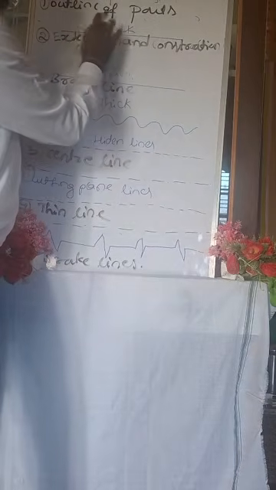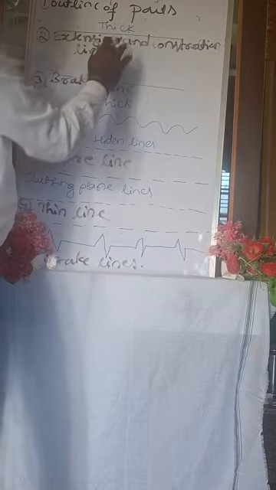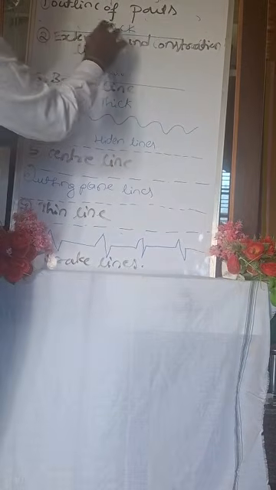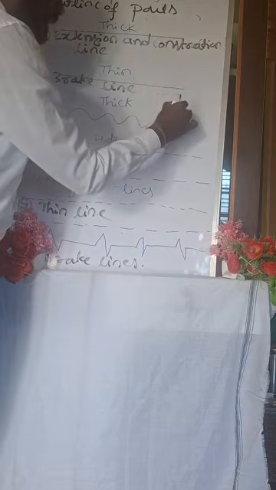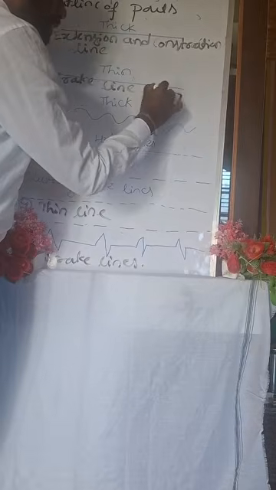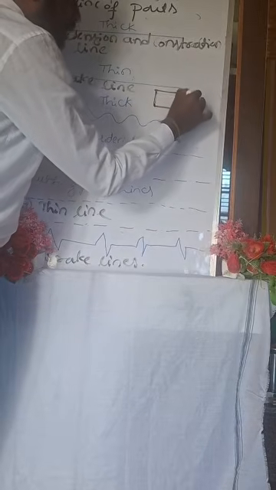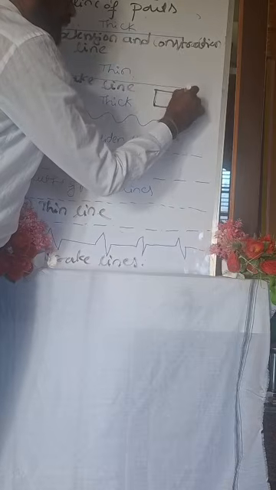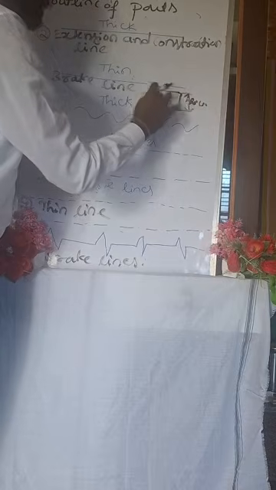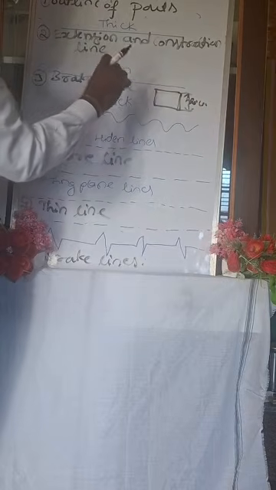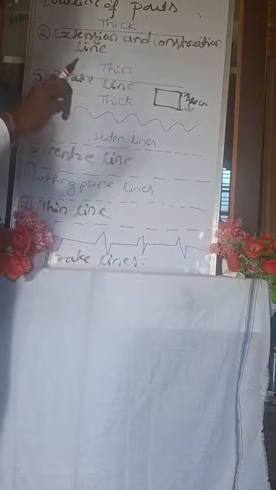First, the outline of the parts. The outline of the parts is the thick line. Whatever object is there, the object line that you want to indicate is called the thick line. Whatever your object is, it is represented by the thick line.